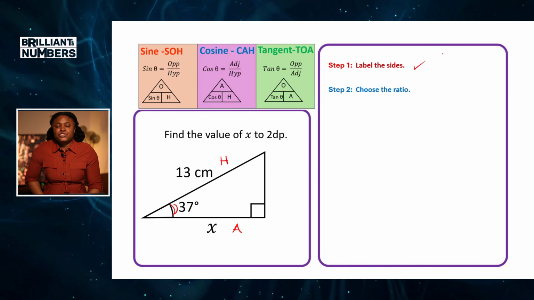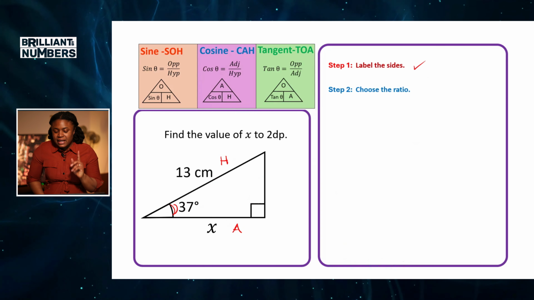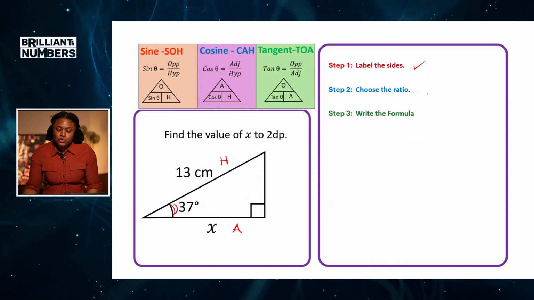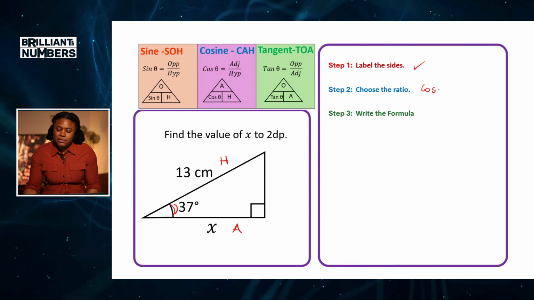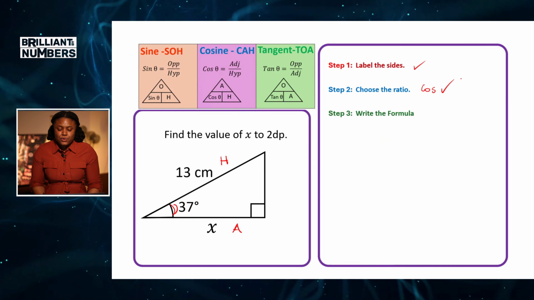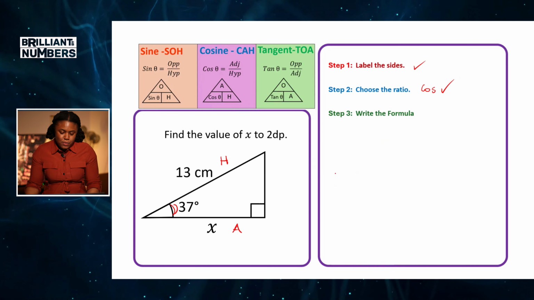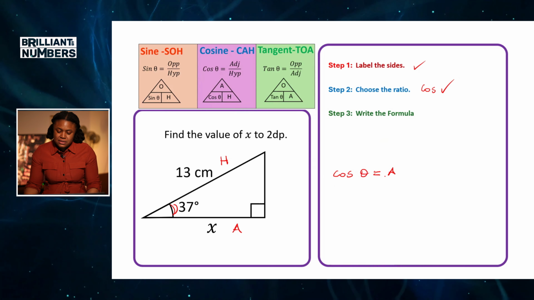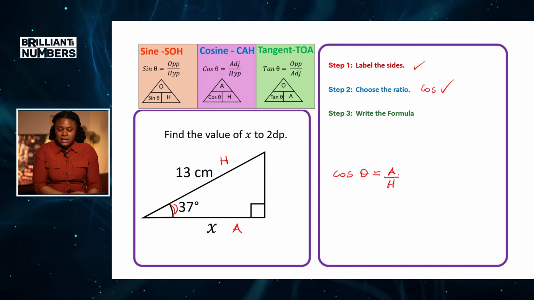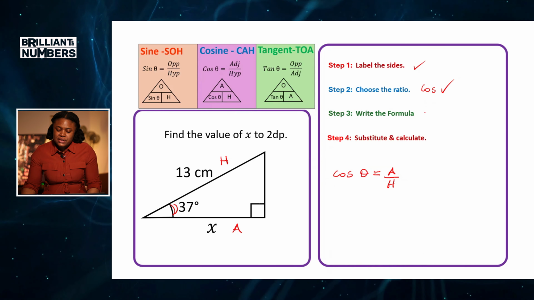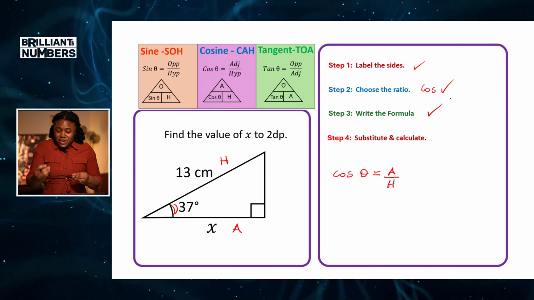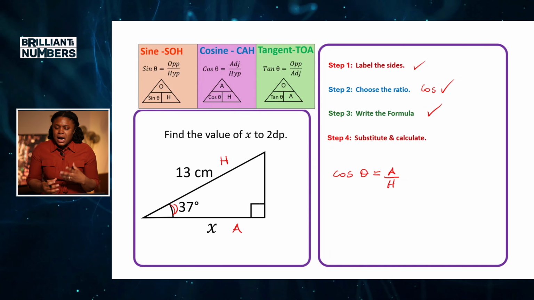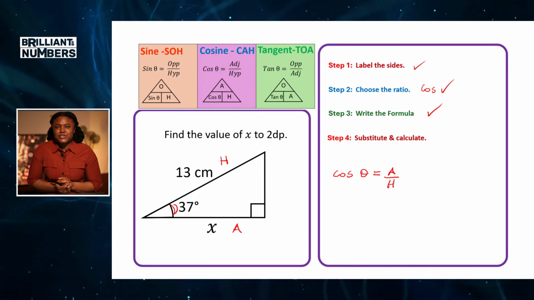Next step, I need to choose my ratio. Again, I have A and H. Clearly, I can see here I am using the cos ratio. I'm going to write that down and tick that off. I now need to write my formula down. So cos theta is equal to adjacent divided by the hypotenuse. And then I need to substitute and calculate. Can you see? We're moving a little bit faster now because it is becoming repetitious, and so we are a little bit more fluent in what we're doing.